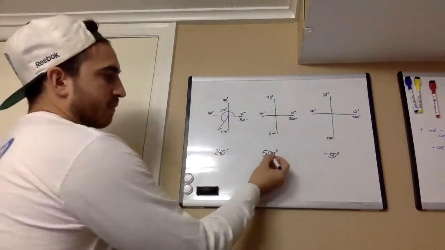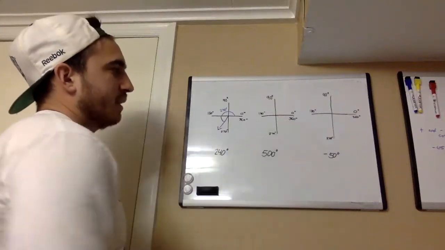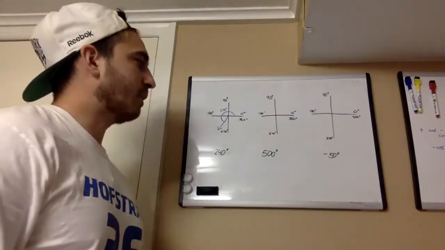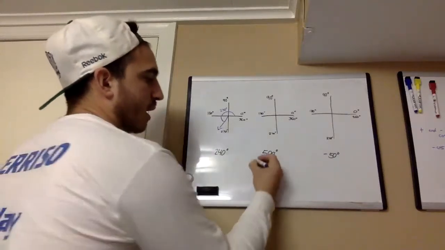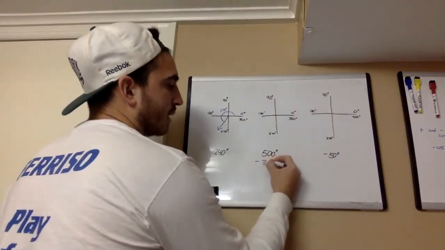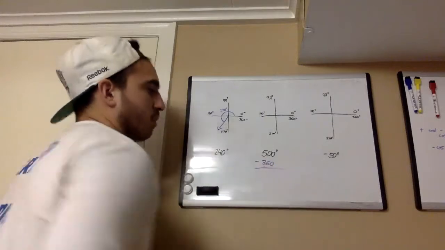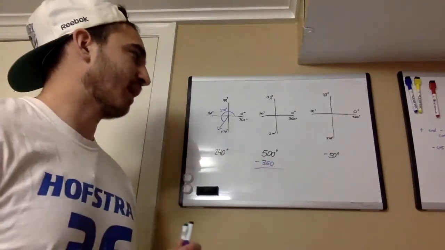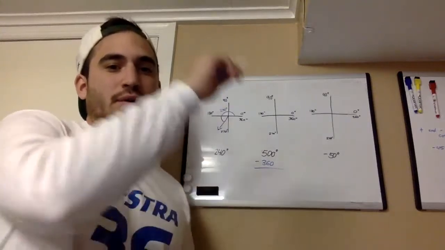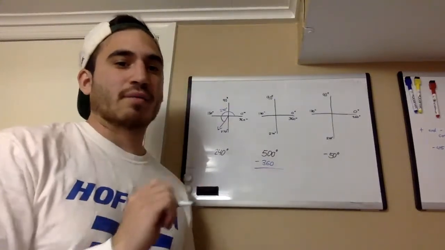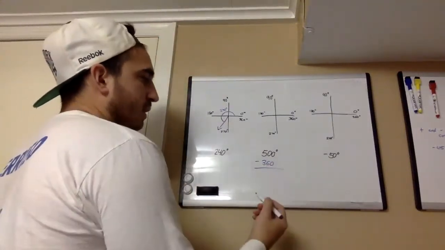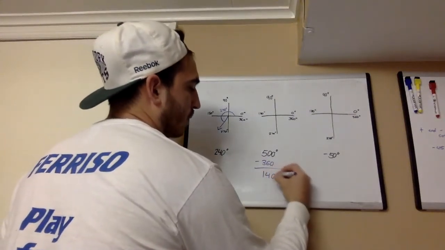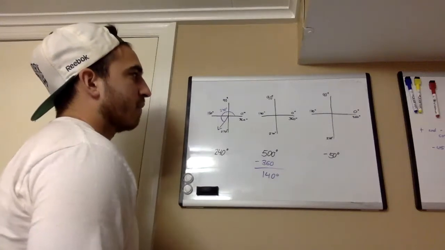Moving on to the next one, this is 500 degrees. However, I don't see 500 degrees on my graph. In order to graph it, what you need to do is just subtract 360 from 500, because that's pretty much like when we multiply by 1 or something like that. It's pretty much the same exact thing, because you're just going backwards in a circle 360 degrees, which means you're going to be back in the original spot. So if I subtract 360 from 500, you're going to end up getting 140 degrees. This we can now graph.